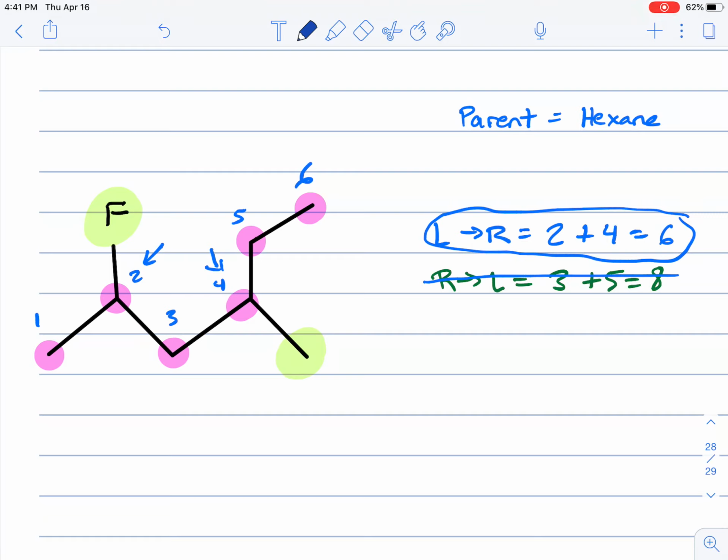All right, now that we figured out the numbering system on the parent chain, we're going to describe the substituents to include at what position they are attached to on the parent chain. We have a fluoro on the 2nd carbon, so we're going to put 2-fluoro. And I have a methyl on the 4th carbon, so this is going to be 4-methyl.